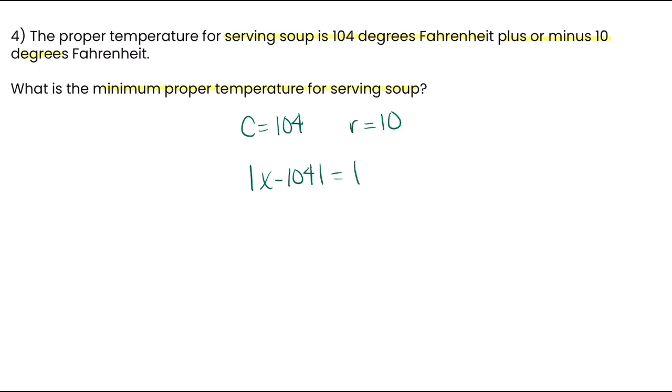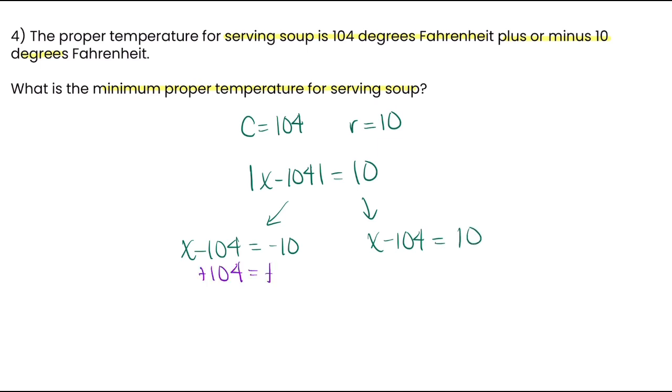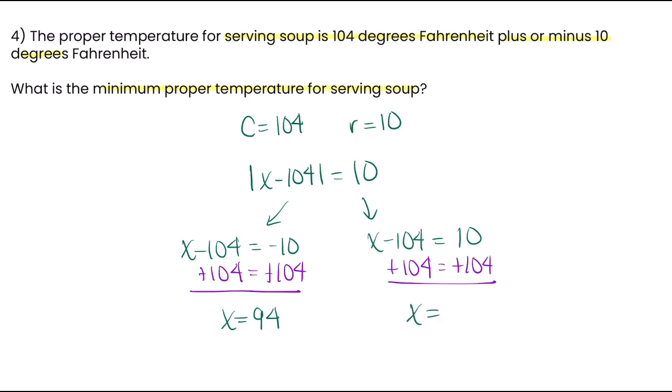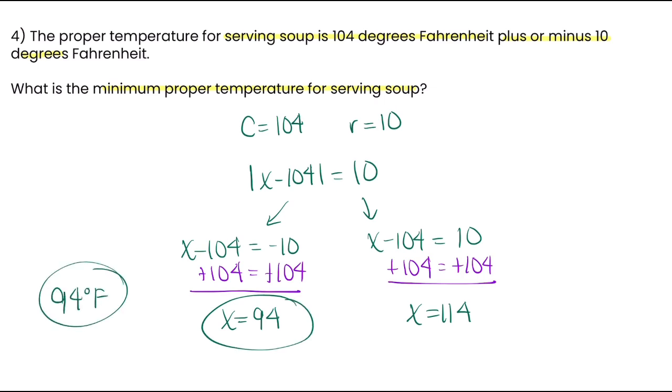And so I can now separate this into two equations so I can solve. So I have x minus 104 is equal to negative 10, and x minus 104 is equal to positive 10. I can solve this equation now by adding 104 to both sides. And when I add 104 to both sides, I get x equals 94. And over here, when I add 104 to both sides, I get x equals 114. So notice the minimum temperature here is going to be 94. So 94 degrees Fahrenheit is the minimum proper temperature for serving soup.